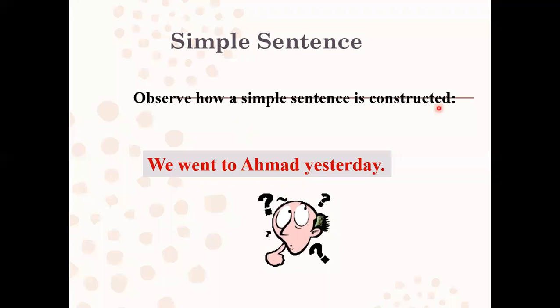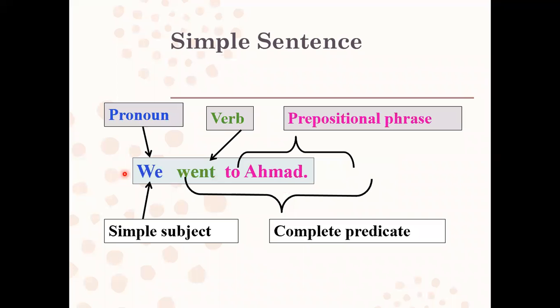Observe how a simple sentence is constructed. Whenever you want to construct a simple sentence, the sentence structure will be like this. We went to Ahmed yesterday. In this sentence, we is the simple subject and went to Ahmed is the complete predicate. We is the simple subject, also a pronoun. On the other hand, went is the verb, and to Ahmed is a prepositional phrase. In this way, you make your simple sentence. That is the first way of making the simple sentence.